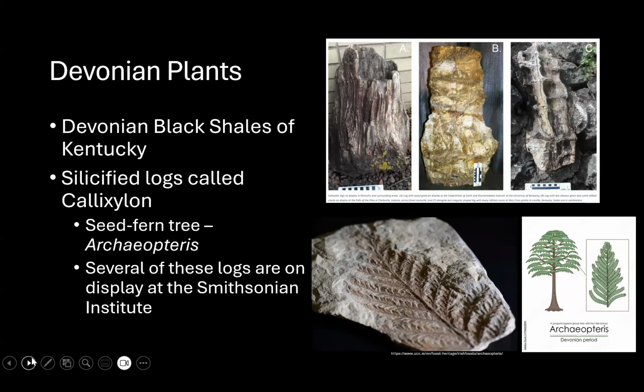So, where would you see this? What are the different things that you could see in the Devonian black shales of Kentucky? Primarily, you're going to see these fossilized logs called Calixylon. And with Calixylon, this is primarily from the plant called Archaeopteris. Archaeopteris was what we call a seed fern, essentially. And what's interesting is we have several logs of these seed fern trees that are found even in the Smithsonian Institute. So that's kind of cool.